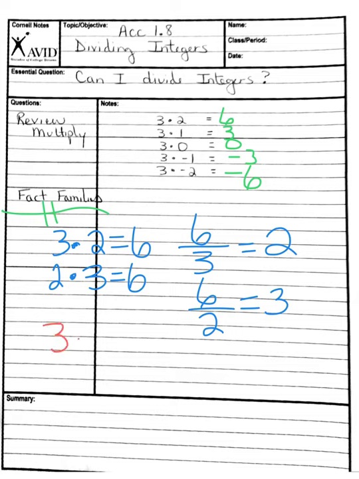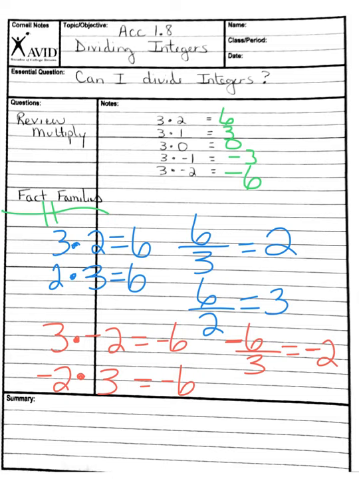So if I had 3 times a negative 2 equals a negative 6, we know because of the commutative property, we could do negative 2 times a positive 3 equals a negative 6. Now let's look at the dividing. Let's write out the fact families. A negative 6 divided by a positive 3 equals a negative 2. So what do we notice? We notice we have different signs. We have a negative divided by a positive. Different signs is a negative answer.